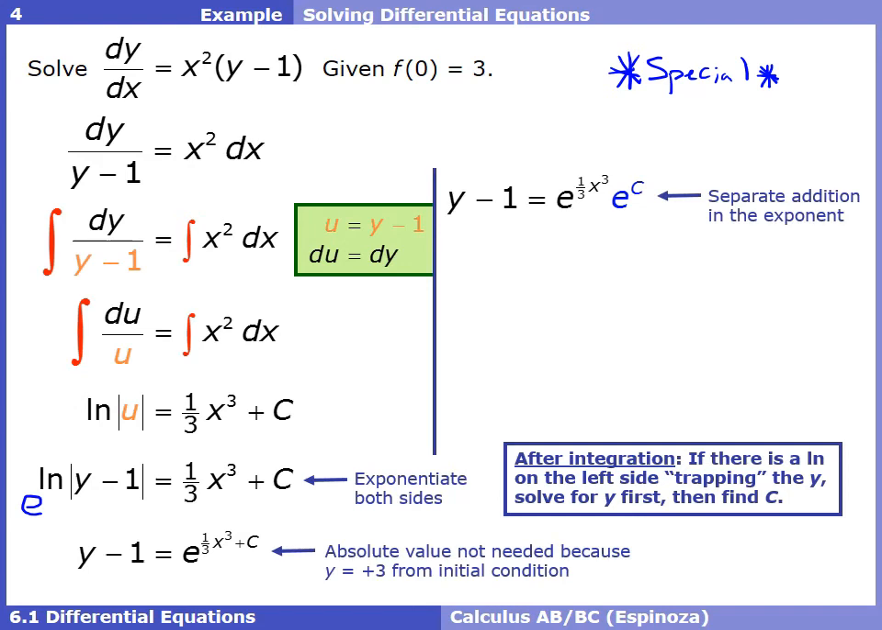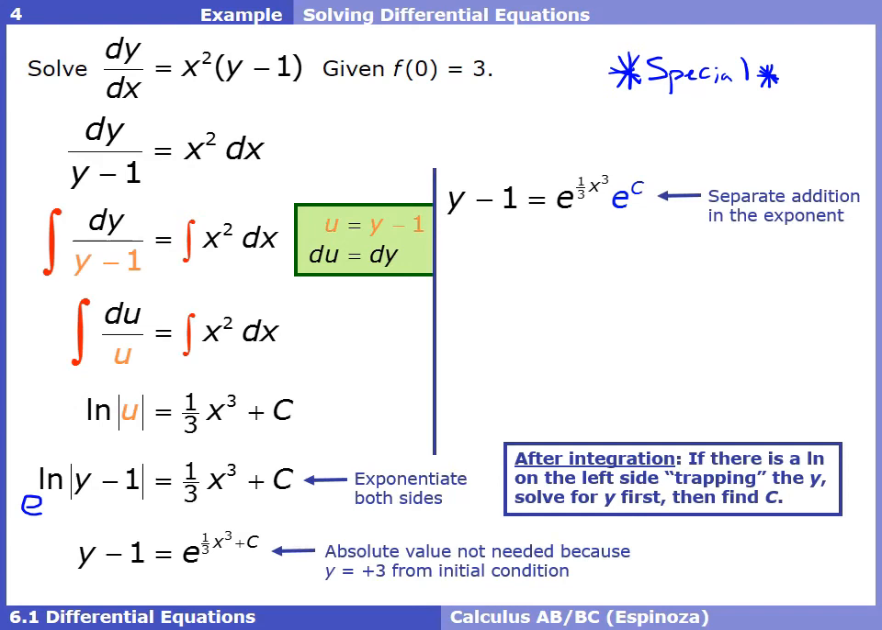We need to separate the addition in the exponent, and what that means is if you ever see an operation of plus in the power of a base, we know we can separate that with the base being multiplied by each other. In one factor, it would be e to the 1/3 x cubed. In the other factor, it would be e to the c. And just imagine going backwards. If you wanted to multiply e and e, you would take the powers and add them. So we can definitely separate it.